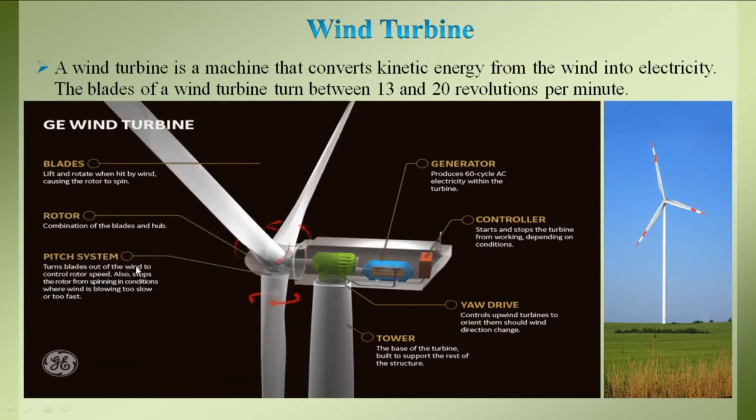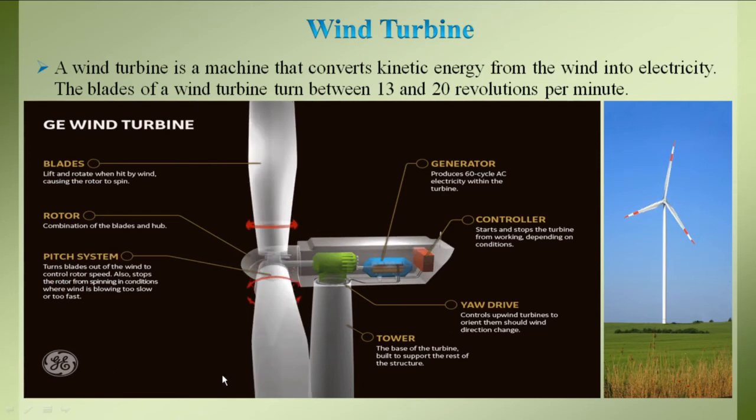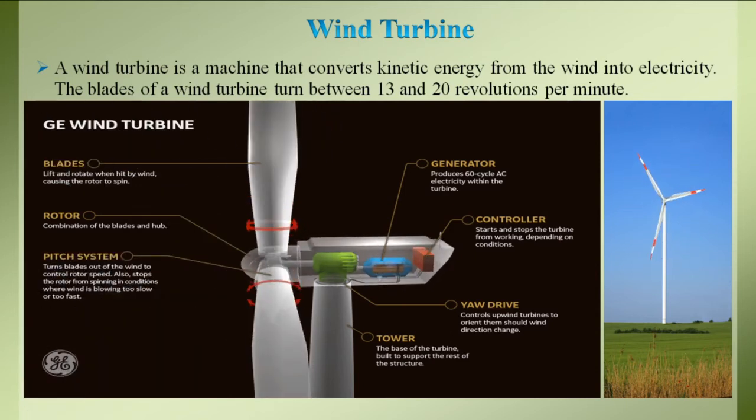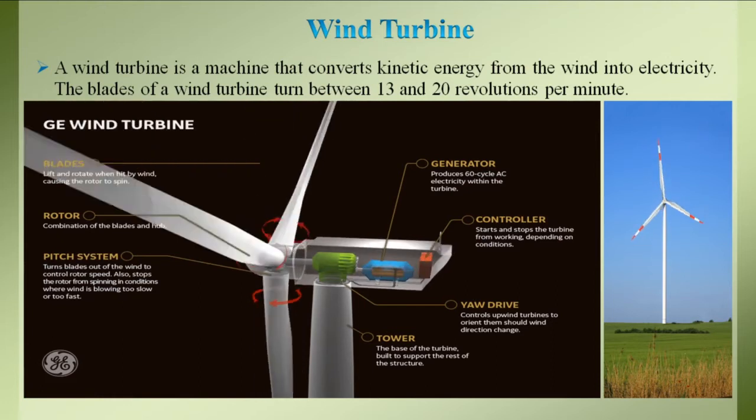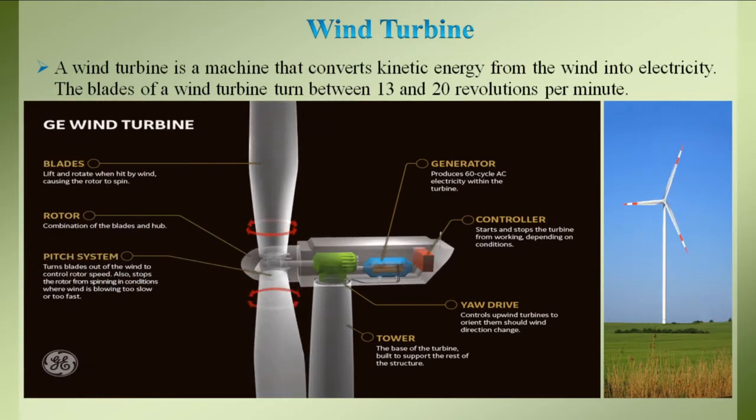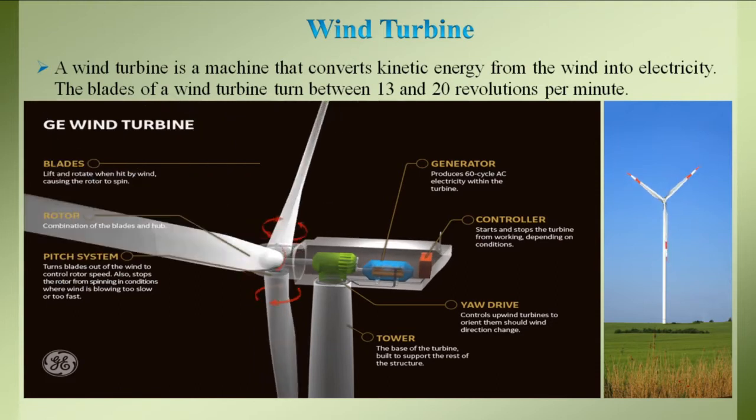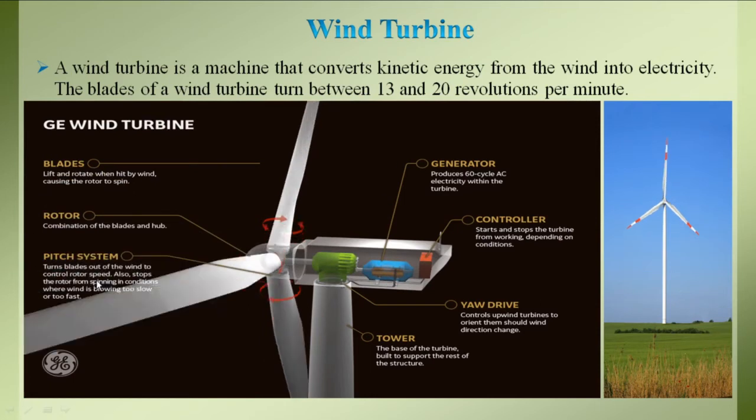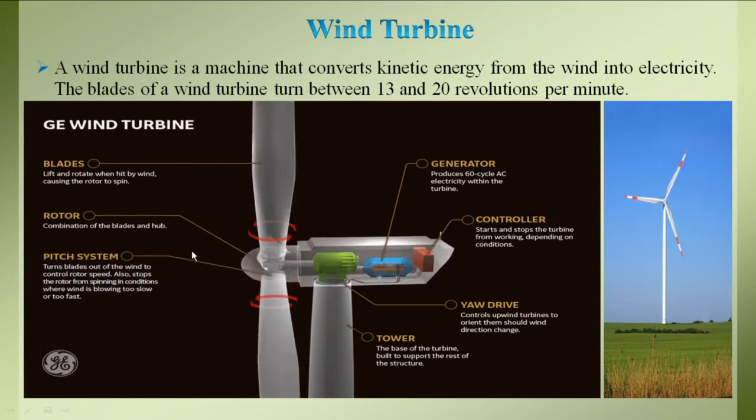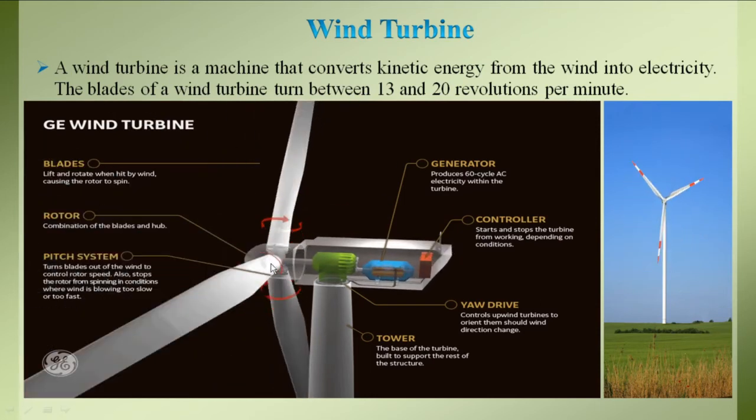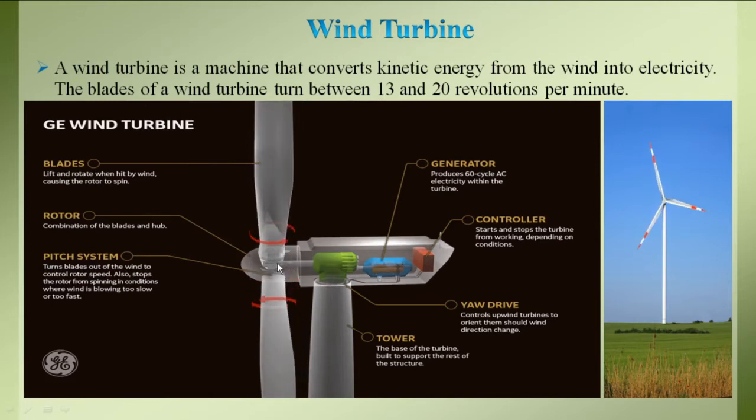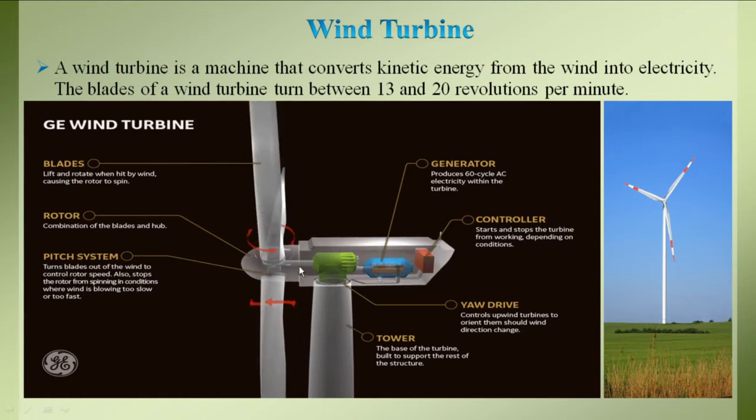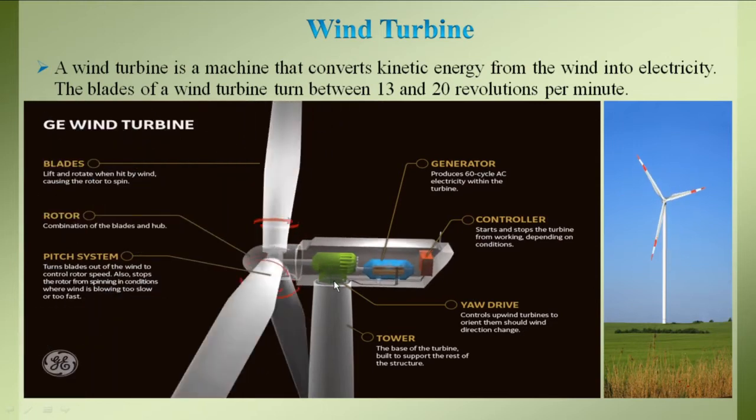The pitch system is given here. According to the wind speed, the angle of attack is automatically adjusted by the tracking mechanism. So the pitch system is given in modern wind turbines. As the rotor rotates at angular velocity omega radian per second, the rotor is connected to the shaft, and the shaft input is given to the gearbox.